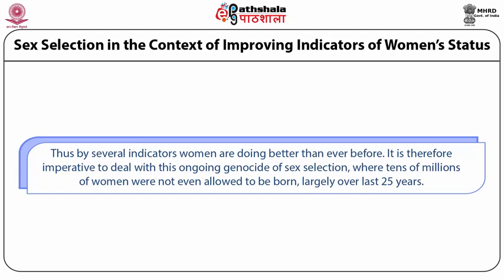Now, if you do not deal with this ongoing genocide of sex selection, where tens of millions of girls were not allowed to be born, the intergenerational consequences will last for a very long time. And when you look at 15 million missing girls over the last 20 or 25 years, the consequences will be frightening for the next several generations.